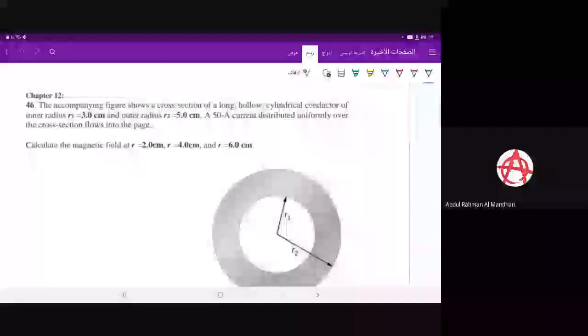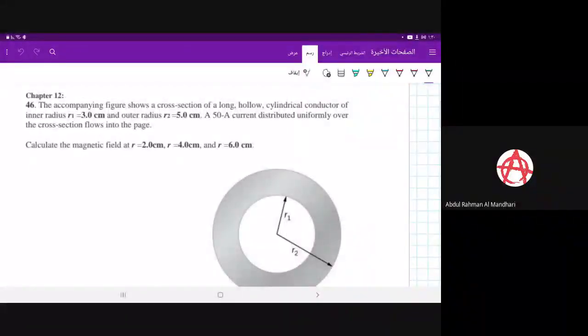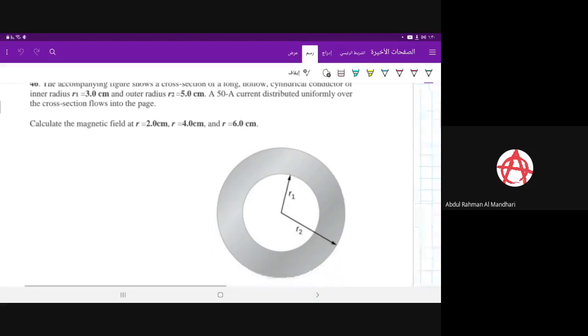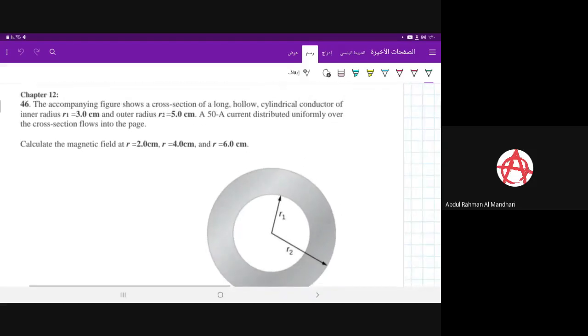Take 5 questions instead of 4 questions. And inshallah, we'll start with the first question, number 46. This belongs to chapter 12.